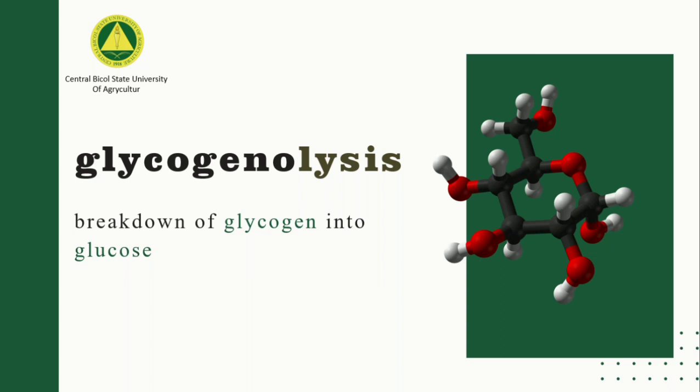Hello, in this video I will explain glycogenolysis, which is one of the metabolic processes in our body. First of all, if we break down the term glycogenolysis, we get glycogen and lysis. Basically, it means breaking down of glycogen. So simply, glycogenolysis is the process of breakdown of glycogen into glucose.